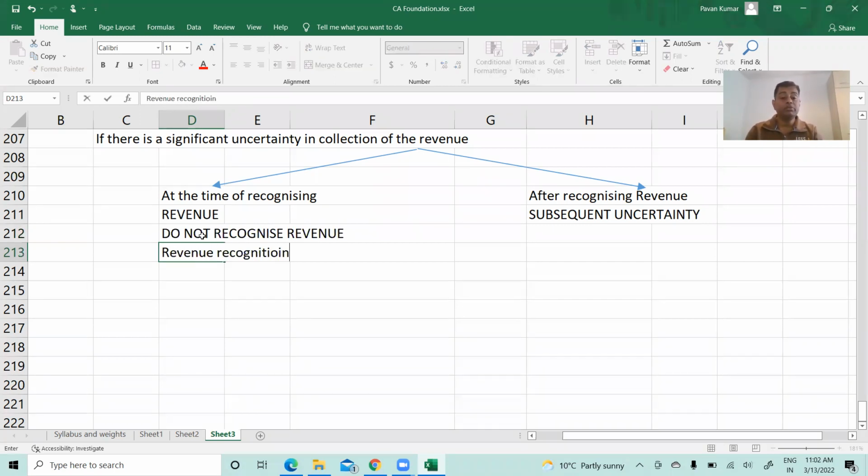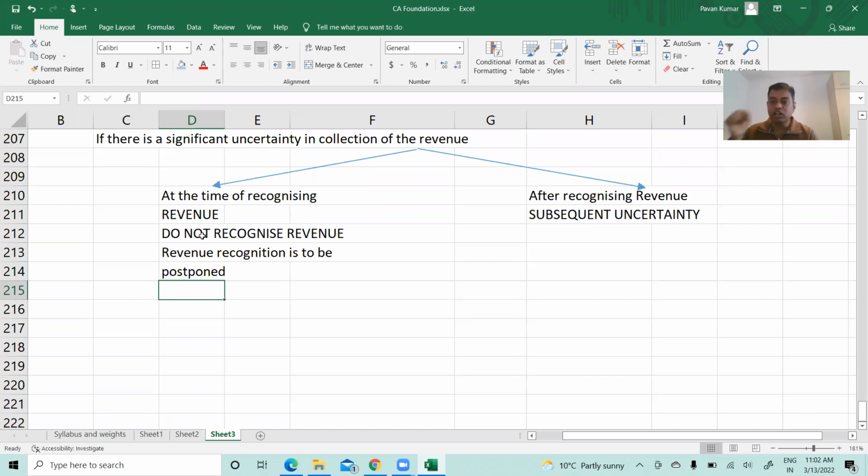Revenue recognition is to be postponed. So that significant uncertainty is there, no? When that uncertainty is removed, you get the certainty, then recognize. But Pavan sir, already I passed the journal entry, I recognized the revenue. Very important.